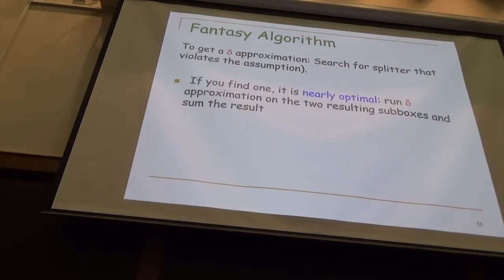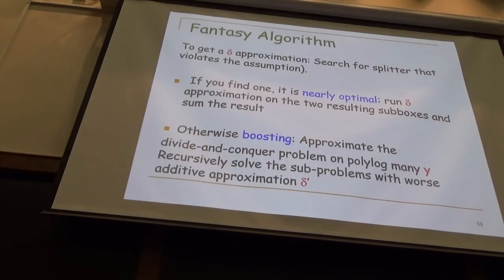So the fantasy algorithm is, to get a delta approximation, search for a splitter that violates the assumption. So try to find a splitter where the number of white points is really small. And if you do it, then you can be guaranteed that that's nearly optimal. And since it's nearly optimal, then we can just run a delta approximation on two smaller subproblems. Otherwise, boosting: we don't know which is the optimal splitter, but we take polylog n ones, and on each one we recursively solve the subproblems with the worse additive approximation.